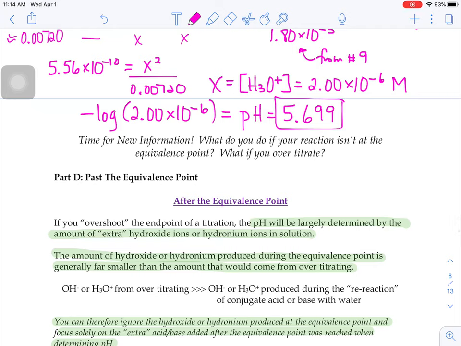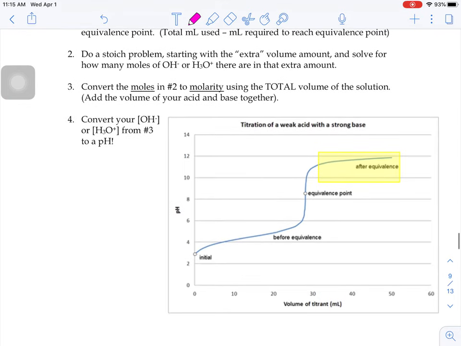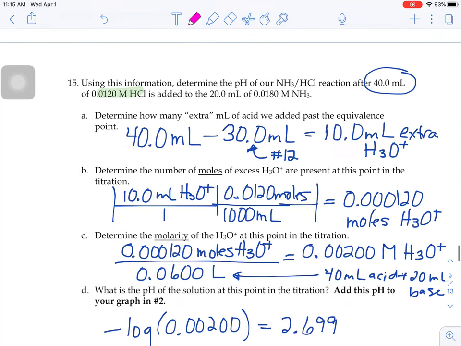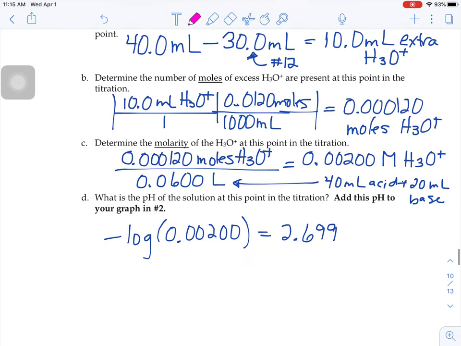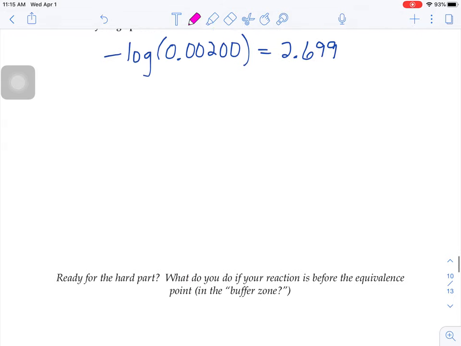This part isn't really new for you guys because you saw this in the video yesterday. If you go past the equivalence point, your pH is pretty much based on the extra stuff that you've put in there. So you found out in those previous calculations that to reach the equivalence point, you need 30 milliliters. If you put in 40, you've overshot that endpoint, the equivalence point, by 10 milliliters. You could use that number to find the moles of extra stuff you've added in, the molarity of your solution at that point, and then find the pH. So there's a quick rundown of the stuff that we've already done, and now we're going to see in just a second a video of how you deal with those calculations when you're in that buffer zone.